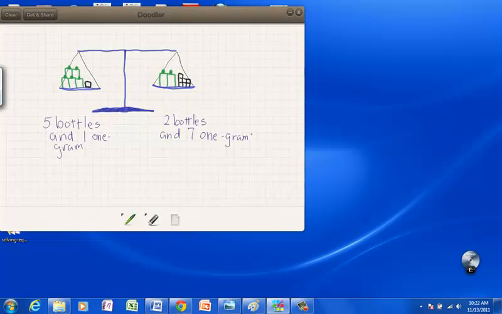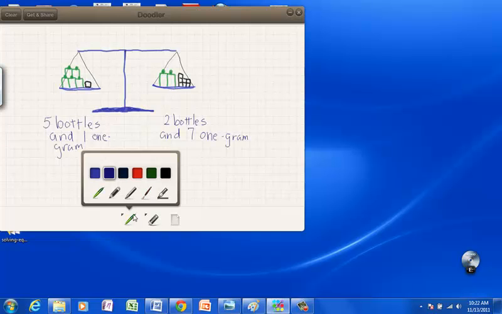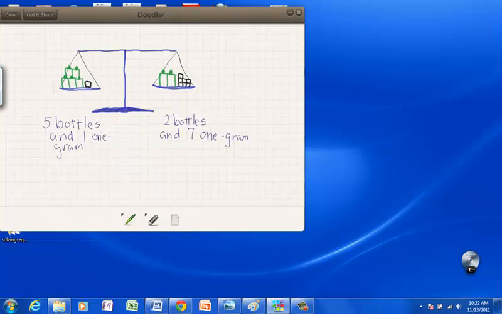Now there's 2 ways to solve the problem. One is to do this visually, where we think about taking things off of each side. Now I have bottles on both sides and grams on both sides. So I'm going to start off by taking off 2 bottles. And to keep it balanced, I'm going to take 2 bottles off of this side too. Then I also need to take off gram weights. So I'm going to take this 1 gram weight off and take one of these weights off over here.